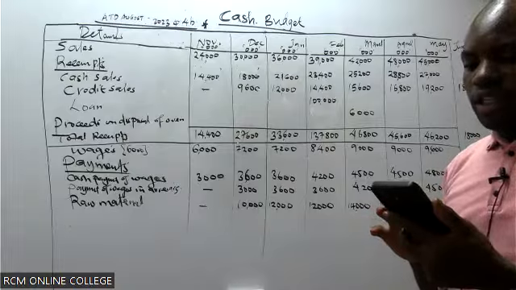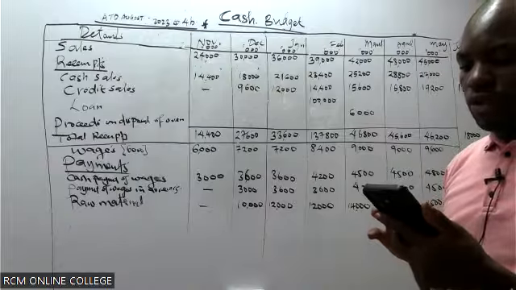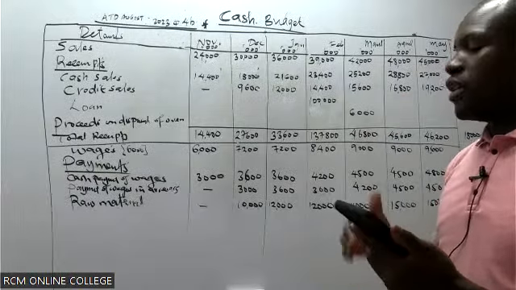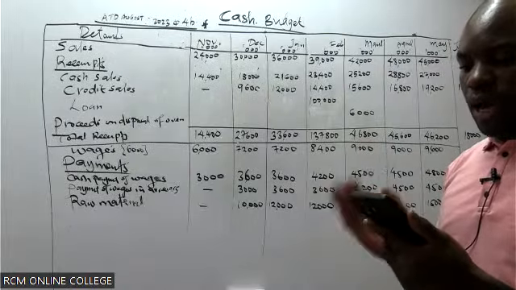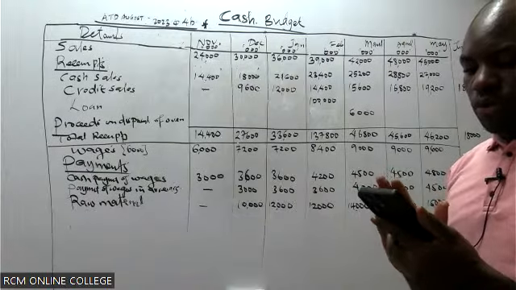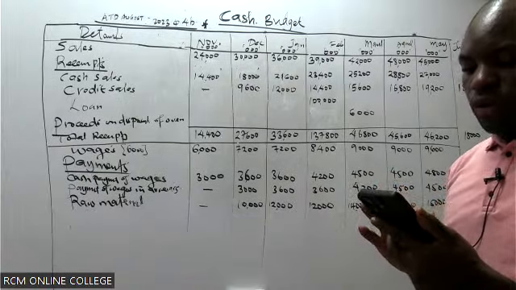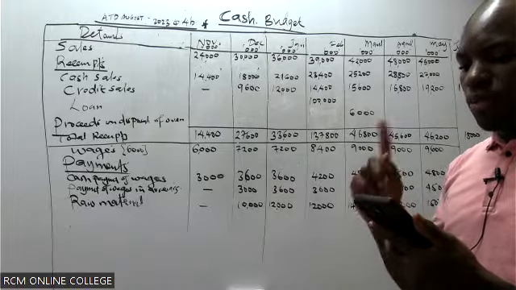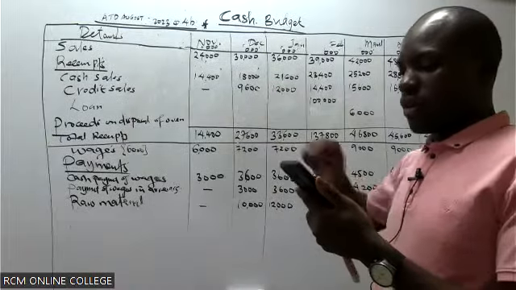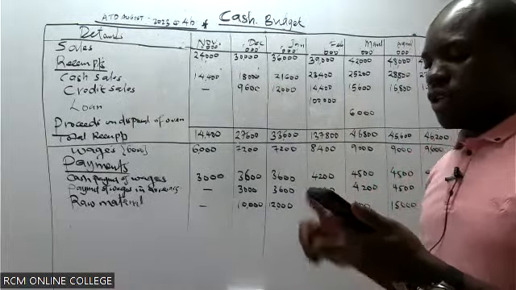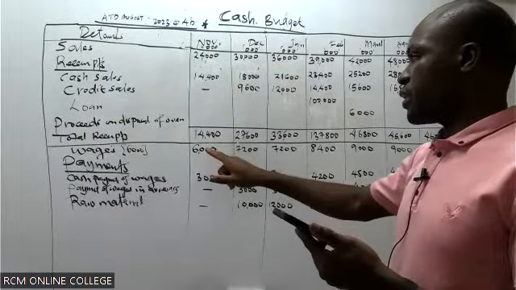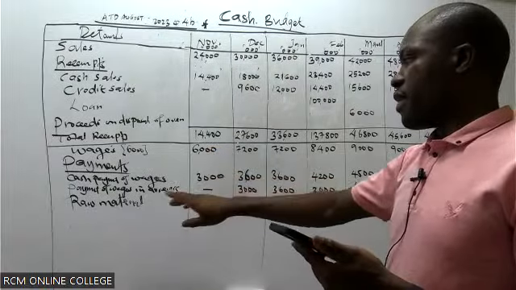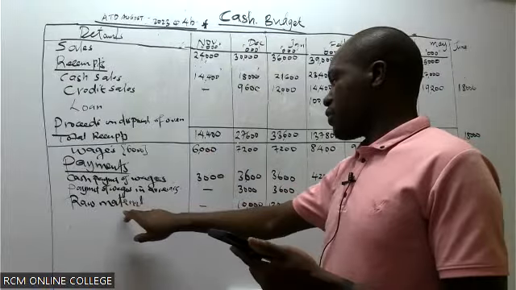Purchases of raw materials are shillings 10,000 per unit of production and will be paid after 1 month delay. So if you look at the units that were produced there, the purchases of raw material are this one here per unit of production. So in the month of November, they produced 1,000 units. If you multiply by 10,000, you're going to get what we have here as the payment of raw material.